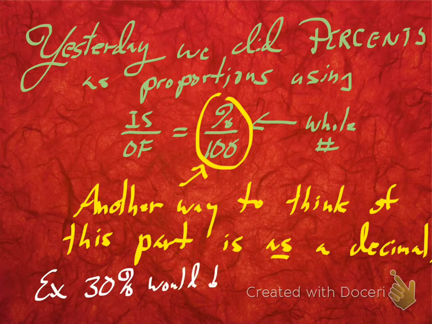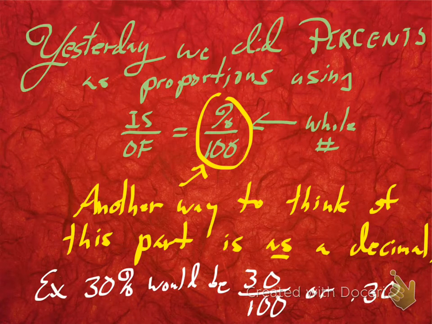Okay, so an example, suppose we had 30%. If we did it the old way, we'd treat it as 30 over 100 from last night. Today we're going to treat it as 0.30. But clearly both of those mean the same thing, right?